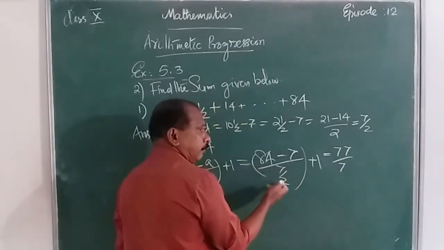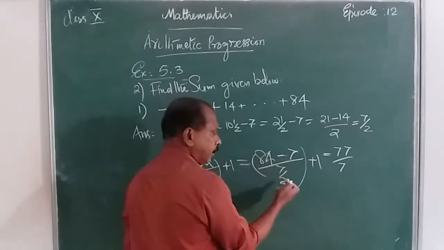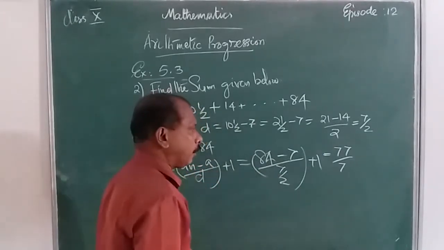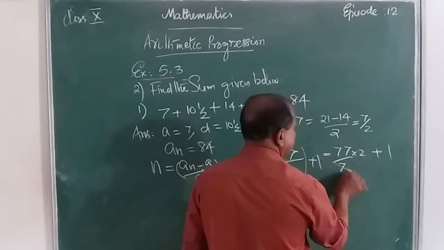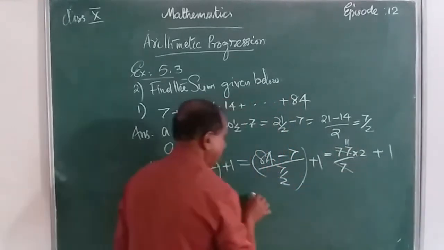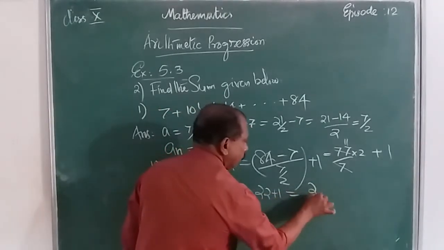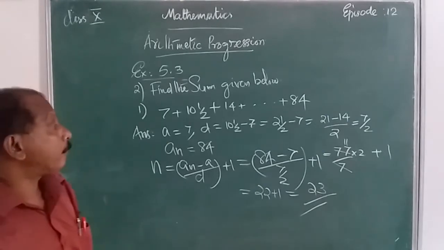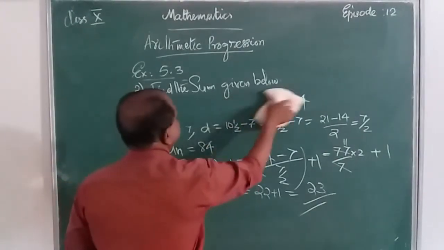Then for the division between a natural number and a fraction, the 2 goes to the numerator, that is multiplied with the reciprocal, therefore into 2 plus 1. 77 by 7 is 11. That is 11 into 2 is 22 plus 1 is equal to 23. Therefore, how many terms? 23 terms of that series.